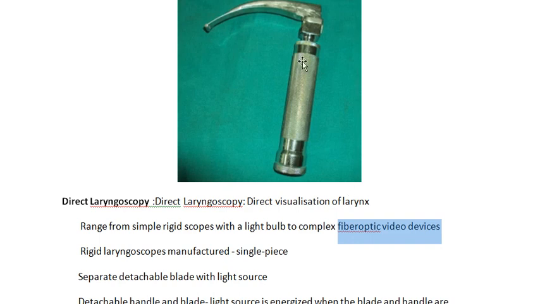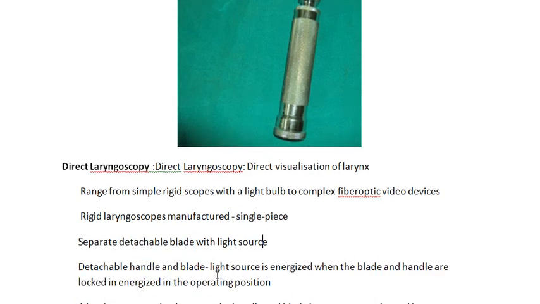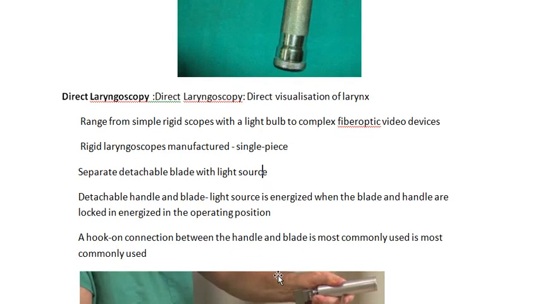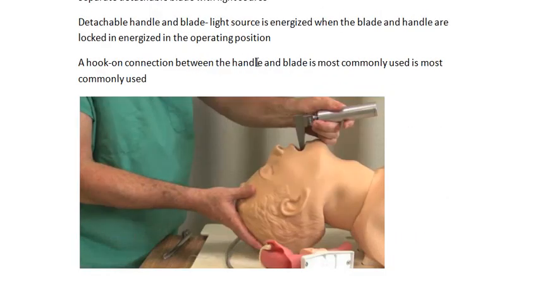One wire-like thing will be there, within that a camera will be there. That camera is connected to the computer screen. Rigid laryngoscopes are manufactured either as a single piece, this entire thing being a single piece, or, as I already told you, with a detachable blade, and of course with a light source and battery inside. With the detachable handle and blade, the light source is energized, and in operating position it can be kept over there to visualize the interior of the larynx. A hook-on connection between the handle and blade is most commonly used because it's most convenient.